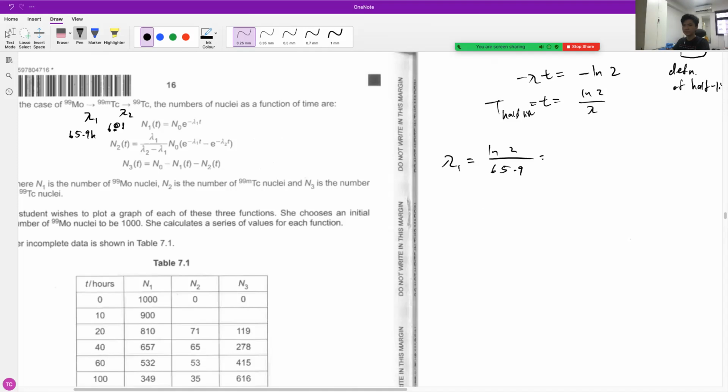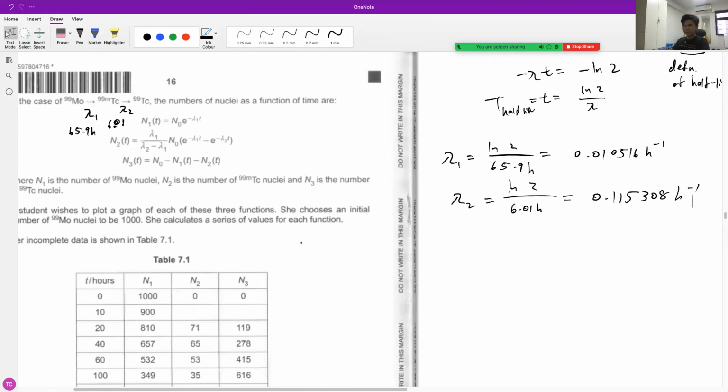hours, and we get 0.010516 per hour, right? So the unit in the denominator is hours, so we get these units. So lambda 2, if you calculate it with 6.01 hours, will give you around this quantity over here.